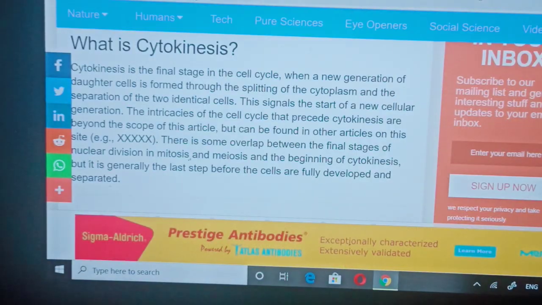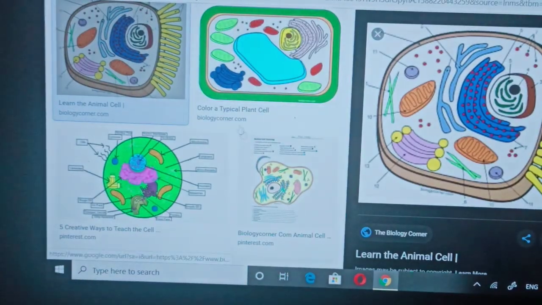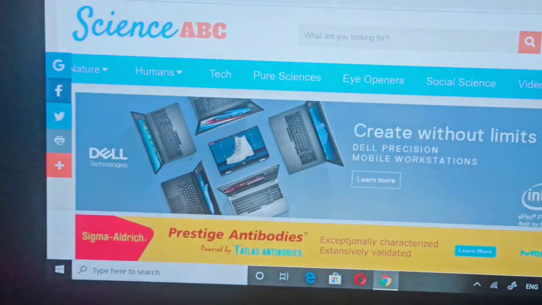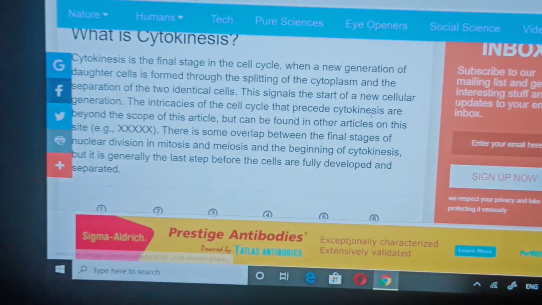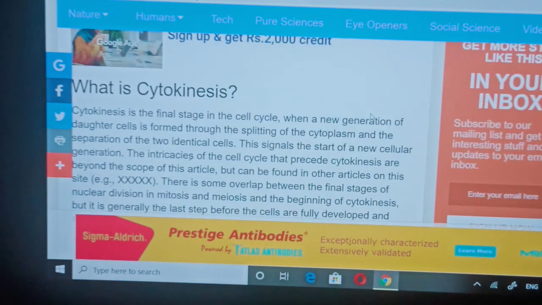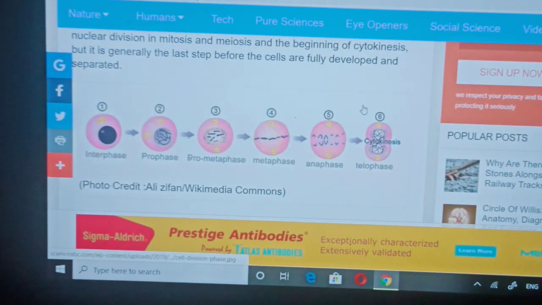Just recap again. You have to remember this: prophase, metaphase, anaphase and telophase. This is what the topic is about: cell cycle and cell division. Okay, this is all about the cell cycle and cell division.